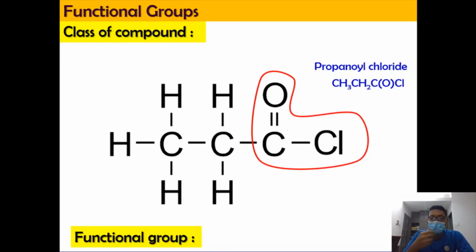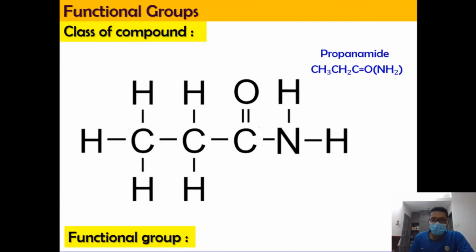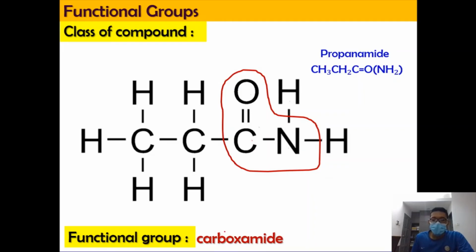Now we have another functional group, which is C double bond OCl. This refers to acyl chloride, and the class of the compound is also acyl chloride. So when the C double bond O is attached to chlorine, we refer to it as acyl chloride. When the C double bond O is attached to nitrogen with NH2, you can say that it is a carboxyamide. So it is an amide.